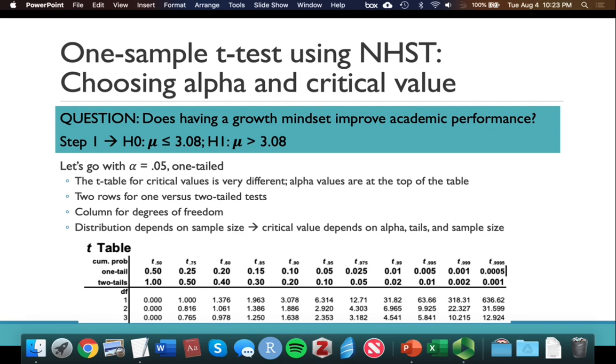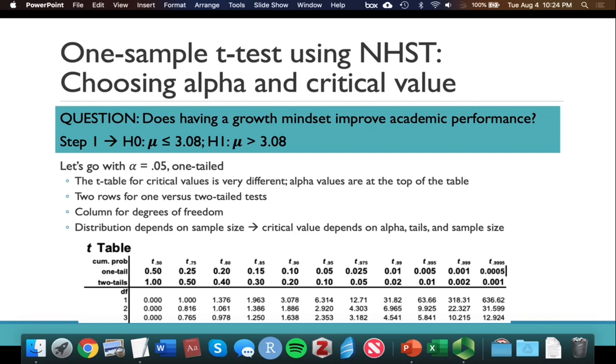As I mentioned earlier in this lecture, the shape of the t-distribution depends on the sample size and thus on degrees of freedom, which means that the critical value depends on the alpha that we select, the number of tails, and the sample size. So essentially, to find our critical t value, we begin by determining whether we're running a 1 or 2-tailed test. In this case, it's a 1-tailed test, so we look in the row labeled 1 tail. We read across until we find our alpha level.